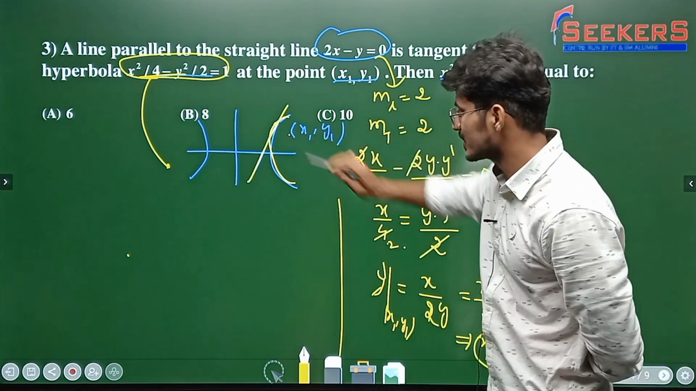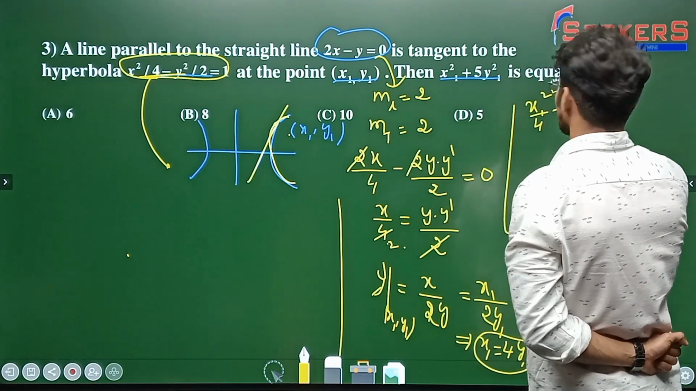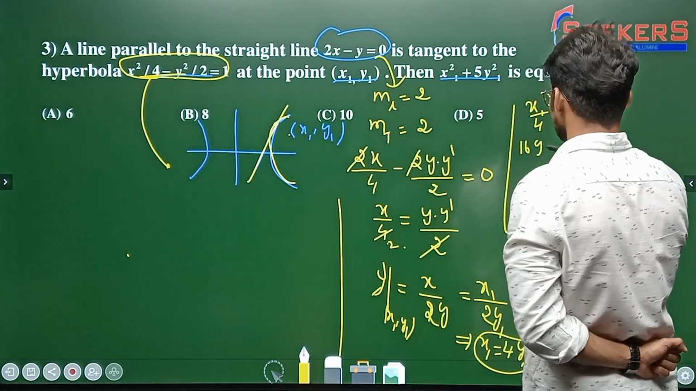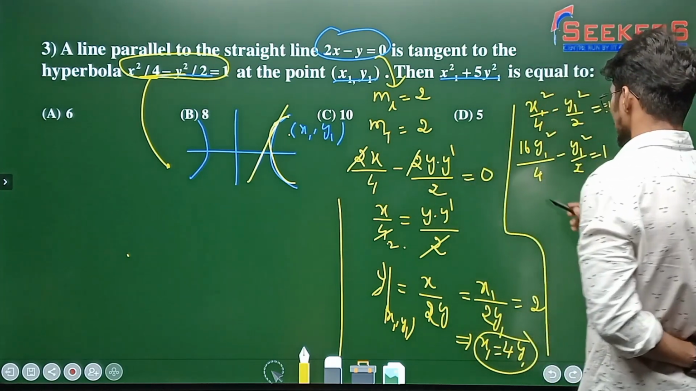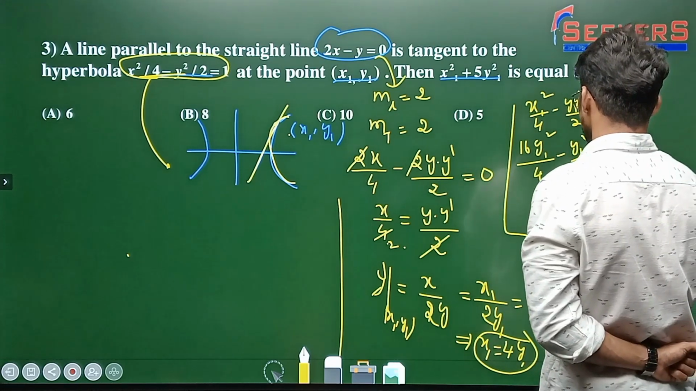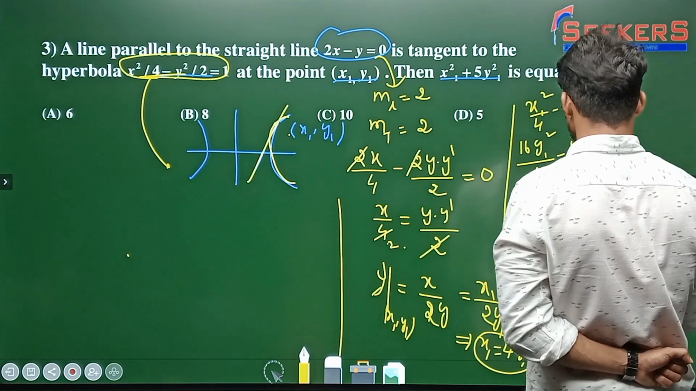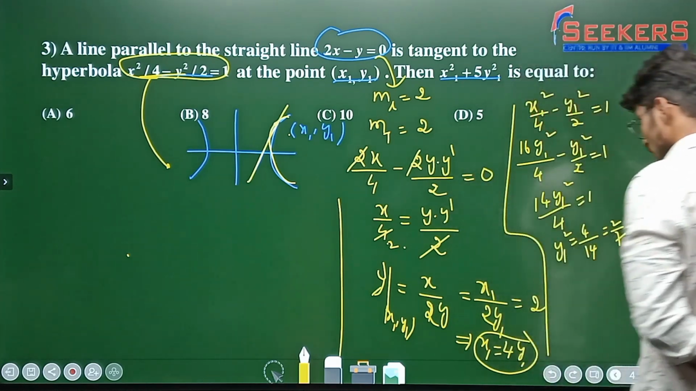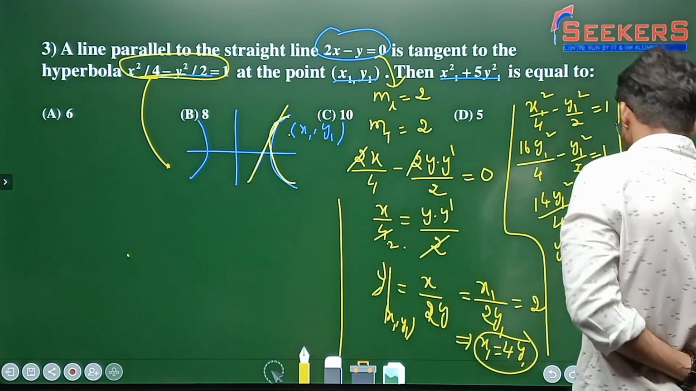So now this hyperbola passes through x1 comma y1, so that equation can be written as what now? Tell me. X1 square by 4 minus y1 square by 2 is equal to 1. So since I know x1 value, let us substitute over here. So this is going to be 16y1 square divided by 4 minus y1 square divided by 2 is equal to 1. So if I take LCM, 16y1 square minus 2y1 square, this is going to be 14y1 square divided by 4 is equal to 1. So y1 square is going to be what? 4 by 14. So 4 by 14 is nothing but what? In fact, this can be written as 2 by 7. So I got 2 by 7 as what? Y1 value. So y1 square is 2 by 7.